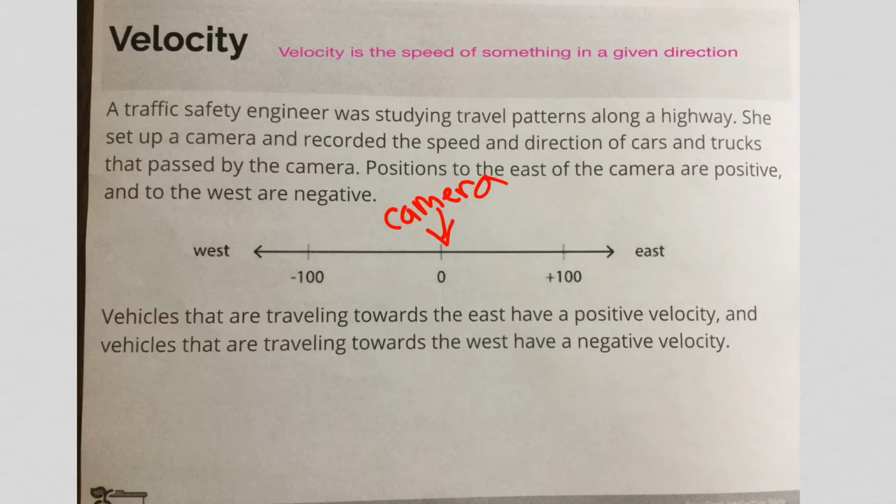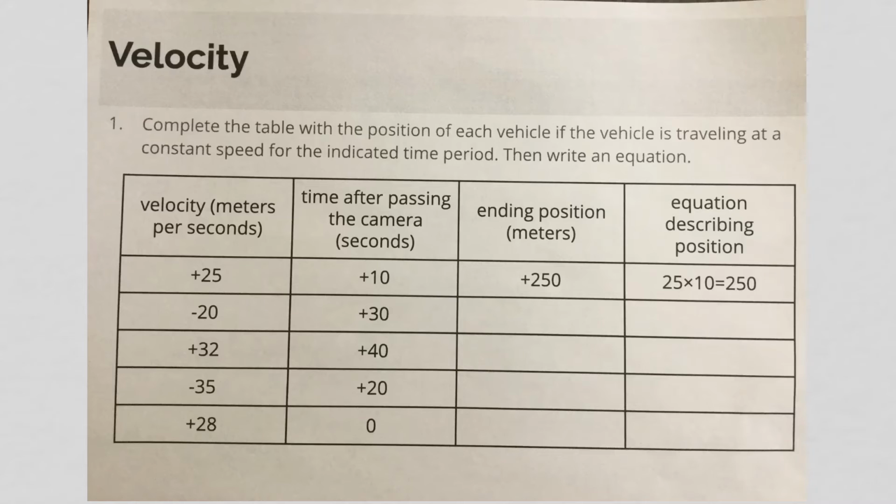Vehicles that are traveling towards the east have a positive velocity. Vehicles traveling towards the west have a negative velocity. Because positive velocities are east and negative velocities are west, we can identify which direction our vehicles are going based on their velocity. So going 25 meters to the positive is going to be east, a negative is west, a positive is east, a negative is west, and another positive is east.